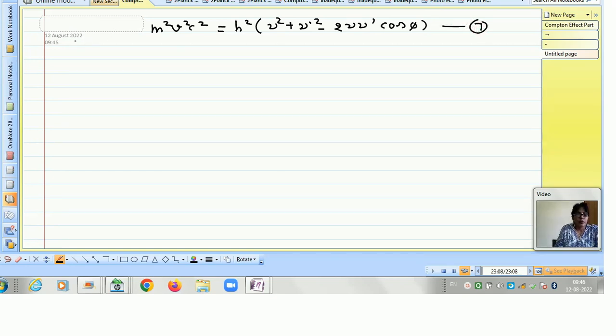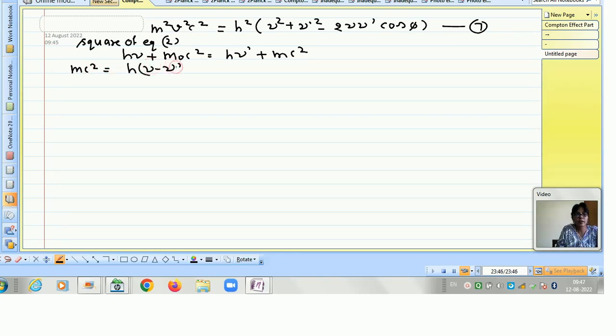Now we will do some manipulation, and let us take the square of equation 2. So go to equation 2, and what was that equation? Equation 2 was the conservation of energy, h nu plus m naught c square is equal to h nu dash plus mc square. So first I will write this equation as mc square is equal to h nu minus nu dash plus m naught c square.